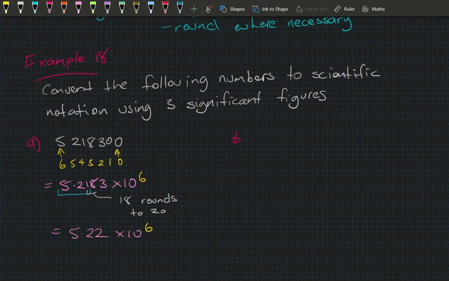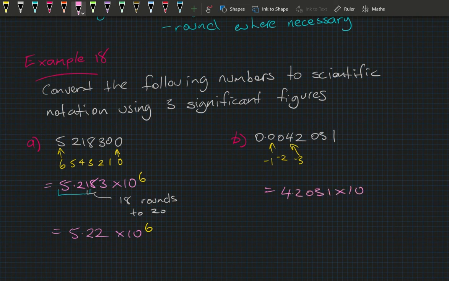And in part B, we've got 0.004203. And because we're to the right of the decimal place here, we know we're going to have negatives. Let's write down the corresponding powers of 10 for each digit. So we start off with -1, -2, and the 4 is where the -3 is. So that means I can convert this number to 4.2031 times 10 to the -3.